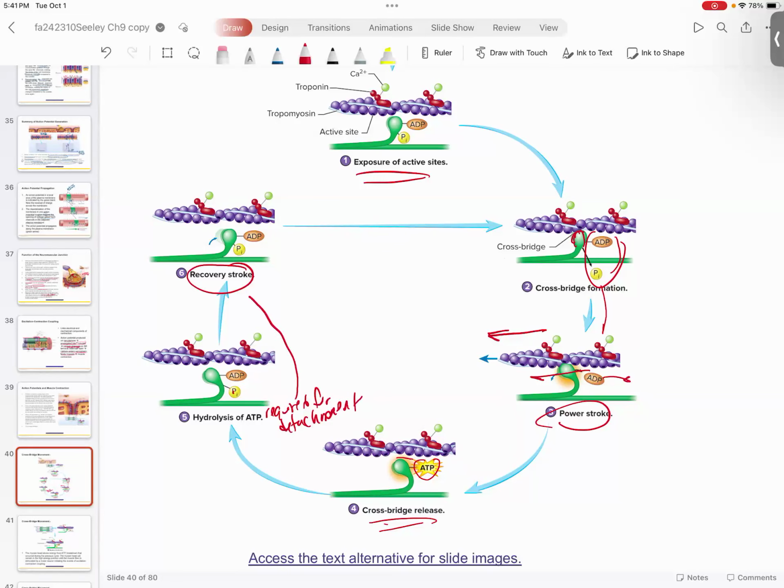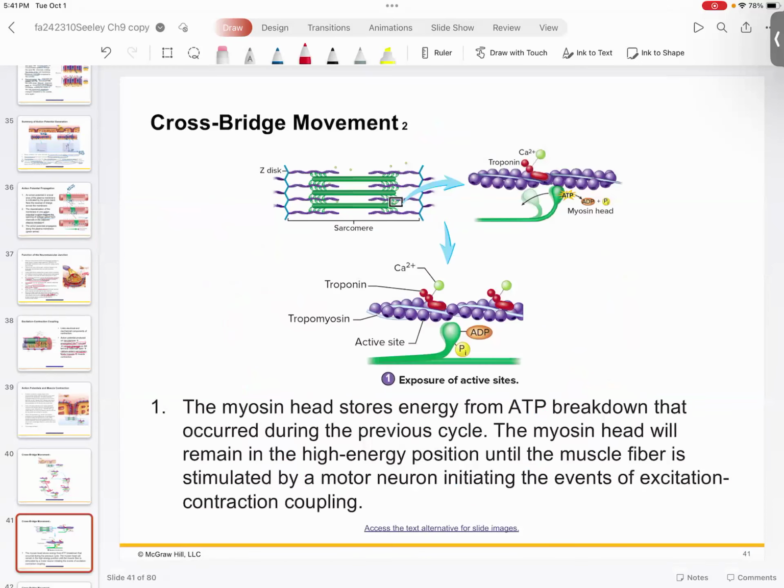And then once it detaches, it's able to sort of recock. So that's the recovery stroke. So basically it recocks the trigger, so to speak, and then you're ready to go through another round of cross bridge formation. Okay. And you just keep doing this over and over and over again.